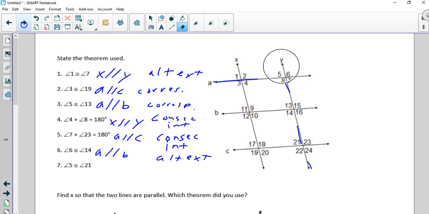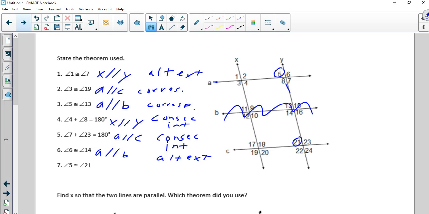5 and 21. Again, imagine that's not there. Okay? Same side of Y. One's inside, one's outside A and C. So it's proving that A is parallel to C, and that's corresponding.